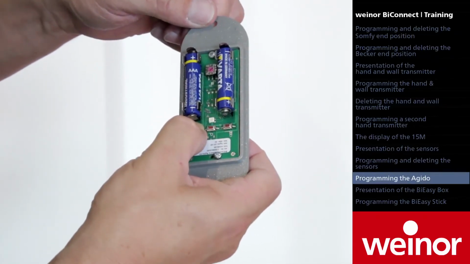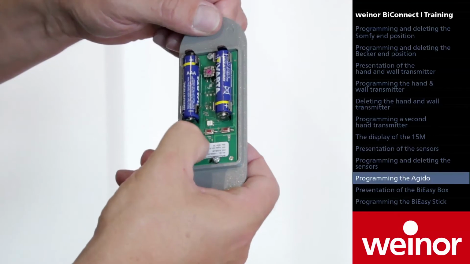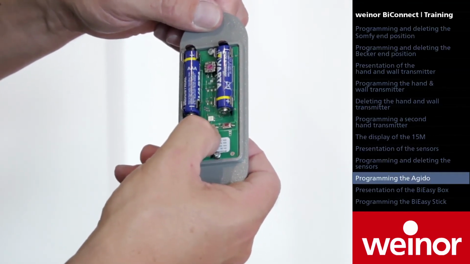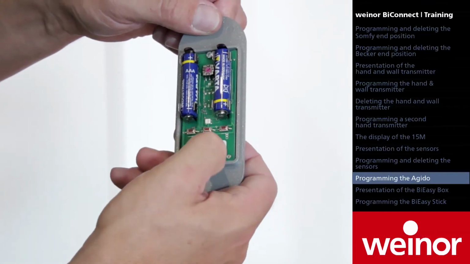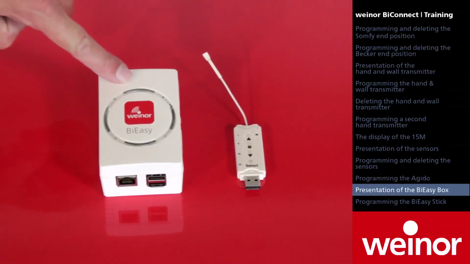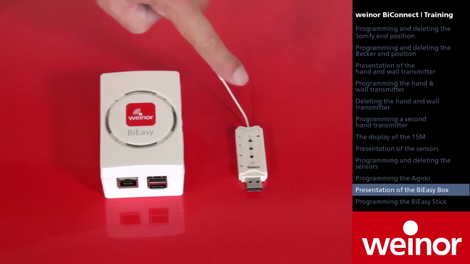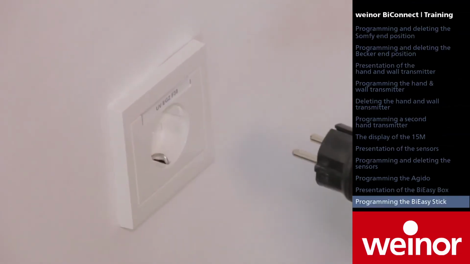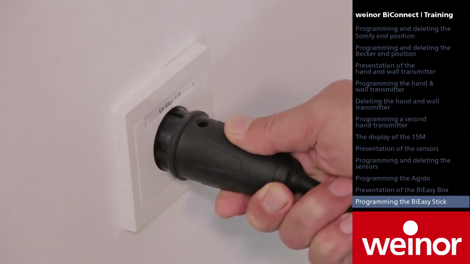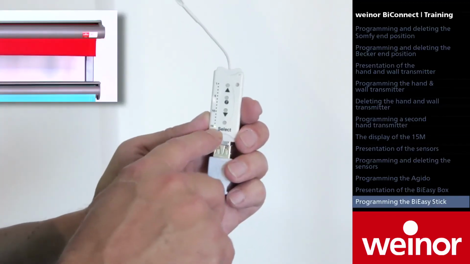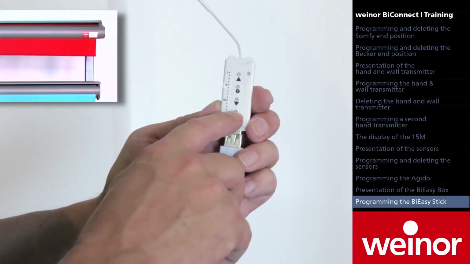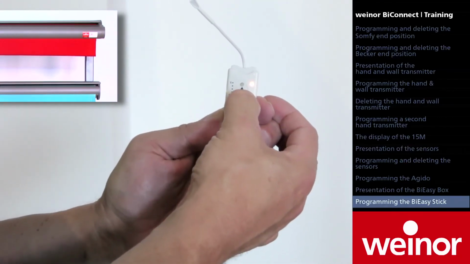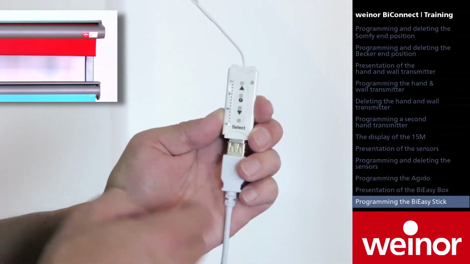Proceed in exactly the same manner to switch the Agido over to bidirectional mode again, only this time press the wind button when you insert the batteries. Here we have the BiEasy box and the BiEasy stick. Programming the BiEasy stick. Please disconnect the awning briefly from the power supply to program in the BiEasy stick. Choose the required channel with the select button. Press the programming button. The awning goes into program mode.